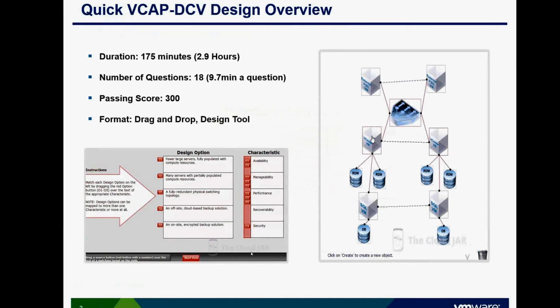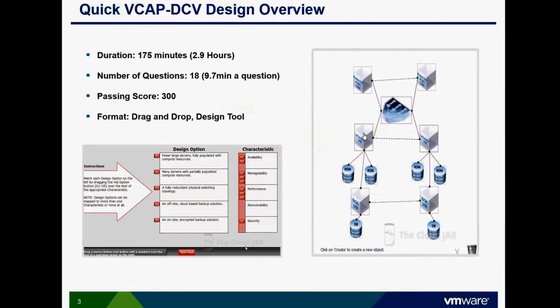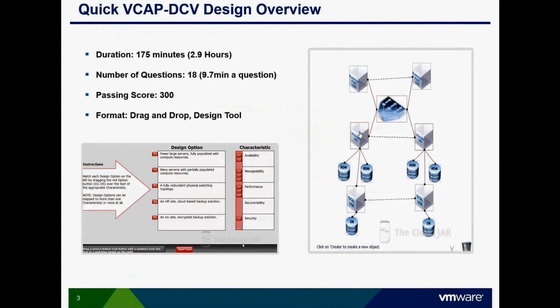So what does the VCAP-DCV design exam consist of? The exam is 175 minutes, so that's 2.9 hours, or just under 3 hours. It's now only 18 questions. A lot of people will think, oh, 18 questions, no problem. But trust me, those will be the most grueling 3 hours and 18 questions of your life. It will be an intensive exam, and time is still of the essence. So what that breaks down to is 9.7 minutes per question.